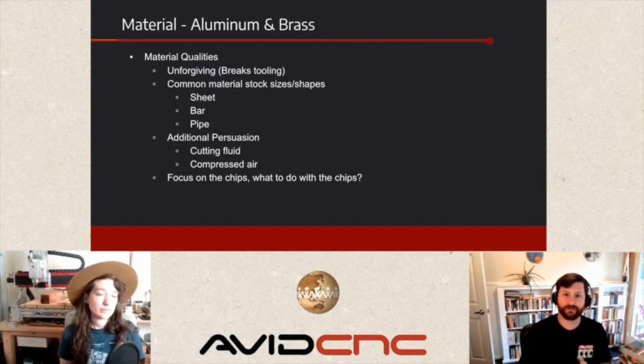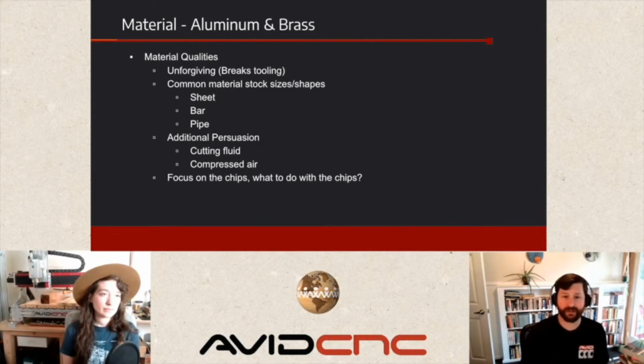But typically they're going to be very consistent throughout the material. They come in sheet, bar, and pipe. And so there's a number of different types of these individual materials, so it's good for us to recognize which type of that material we have. And then we also want to talk about potentially, when it comes to chip evacuation with these specific materials, do we want to add any cutting fluid or compressed air to help encourage those chips from leaving the channel that we're creating?